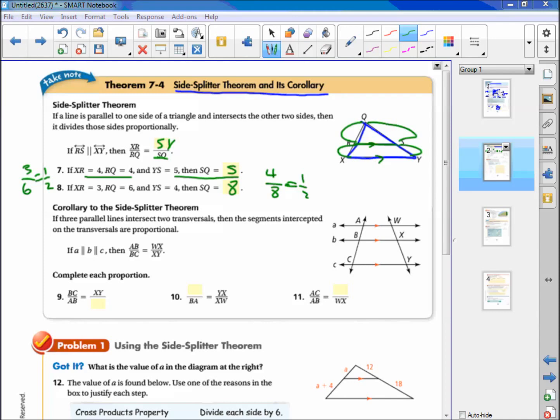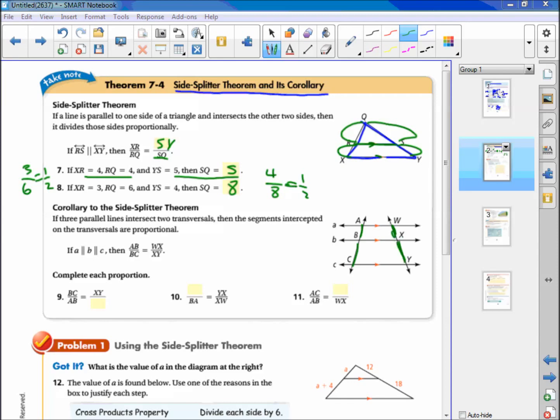It says if three parallel lines intersect two transversals, then the segments intercepted on the transversals are proportional. And this just comes from the fact that you could extend these segments and make a triangle out of them. Okay. All right. So A, B, and C are parallel. AB compared to BC. That's the short one at the top two, and the long one for the bottom two, should be the same as the short one over here for the top two and the long one for the bottom two there.